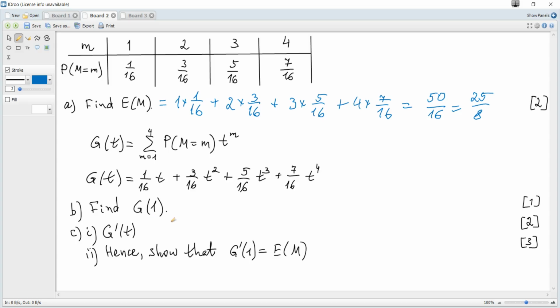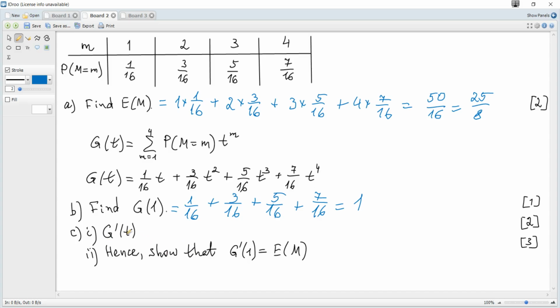Question B, find g of 1. So we can substitute 1 for t into g to find the required value. It becomes 1 over 16 plus 3 over 16 plus 5 over 16 plus 7 over 16, which is 16 over 16, which is 1. Or you can notice that when t is 1, it's just the sum of probabilities of all possible outcomes. It's the total probability, it's 1, and it will be true for any distribution.